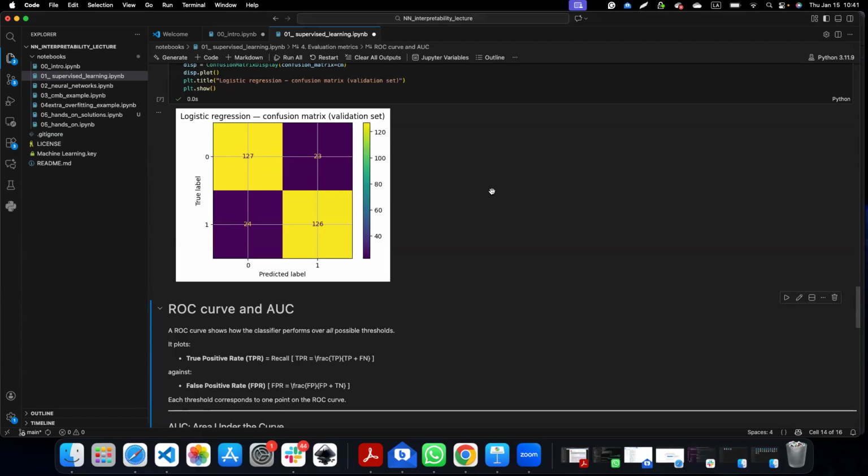So the idea is that you need to get a diagonal. If you don't get this, then something is wrong, either your data or your algorithm. There are many things that you can do to improve it, but so far, this is one of the first checks.